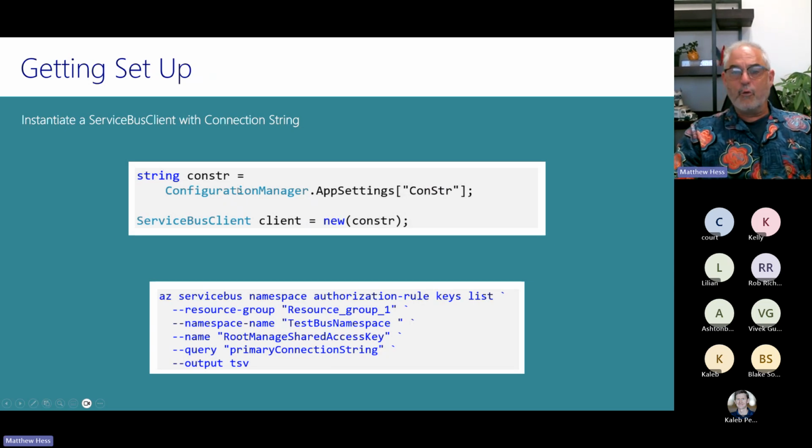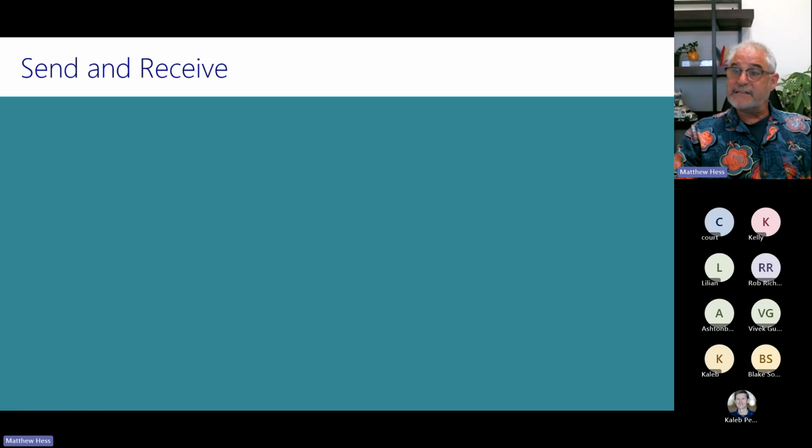Either way, you're going to make a Service Bus client. So those are the prerequisites. You get your namespace, your queue, you install the NuGet package, and you write some code that's going to give you a client whenever you need it. Okay, so now we are ready to send and receive some messages.